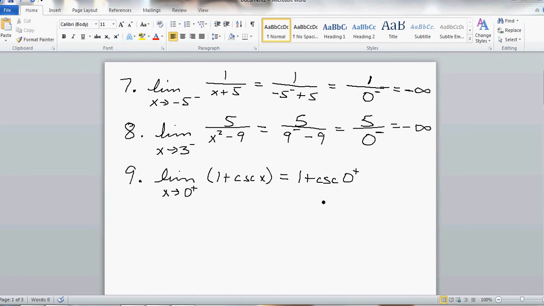Now, all of us are really good trig people, and we remember that as we come in from the right, heading towards 0, cosecant goes to basically infinity. It goes up indefinitely. And so this becomes 1 plus infinity. Now we get a different situation here. 1 plus infinity. Well, let's see. If we take infinity and add 1 to it, because that's what we're asking, where are we at? We're still at positive infinity.